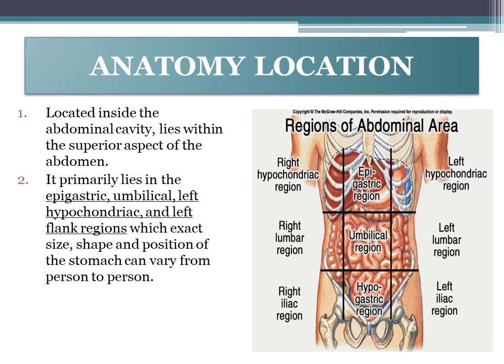As already mentioned in the introduction, the stomach is located inside the abdominal cavity and lies within the superior aspect of the abdomen. So it primarily lies in the epigastric region, umbilical region, left hypochondriac region, and left flank region. It does not have an exact size because the size, shape, and position of the stomach can vary from person to person.